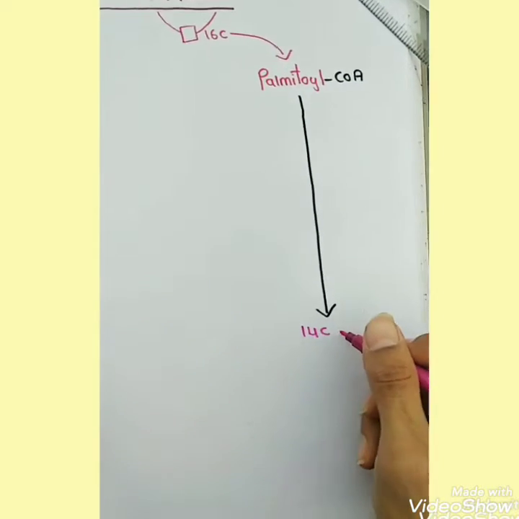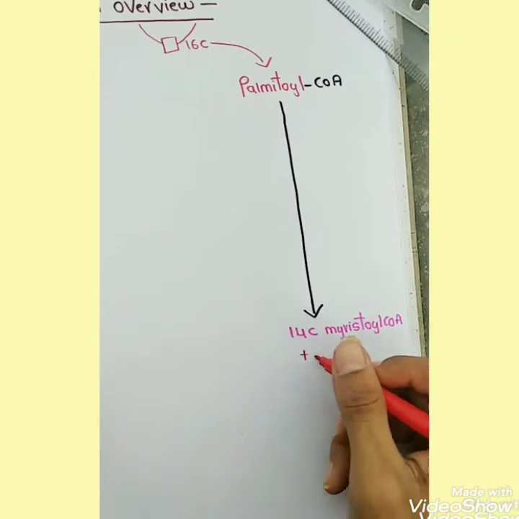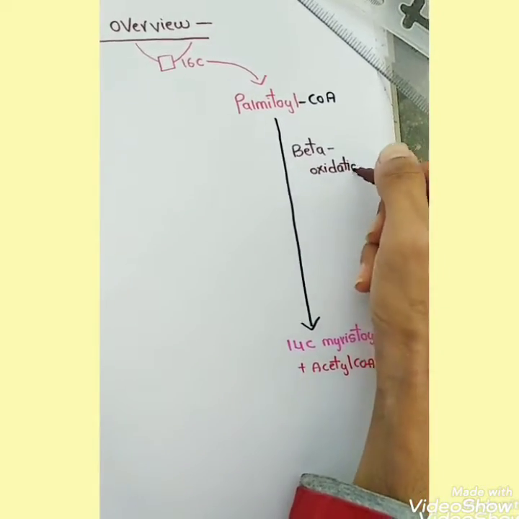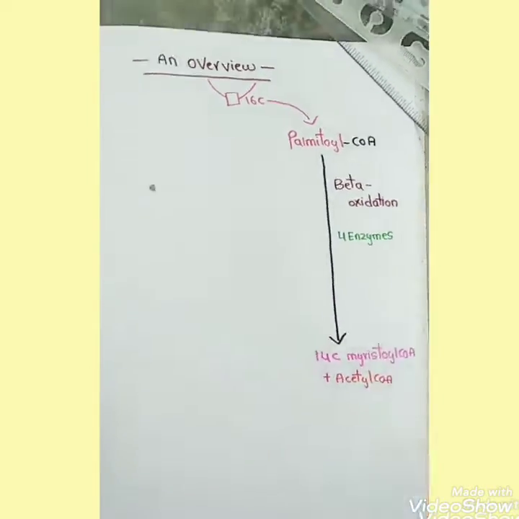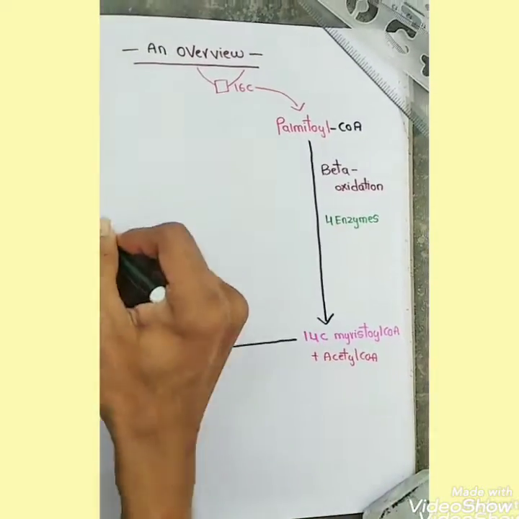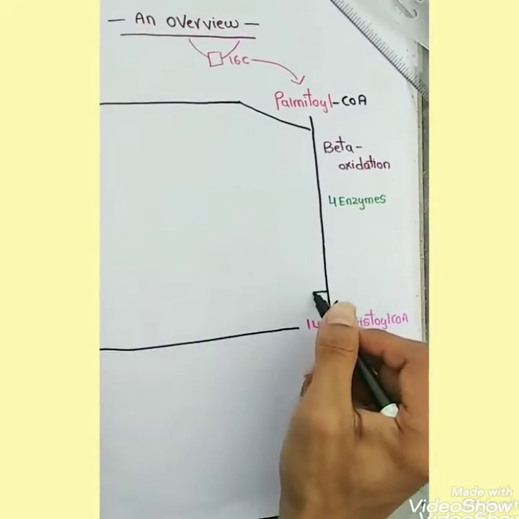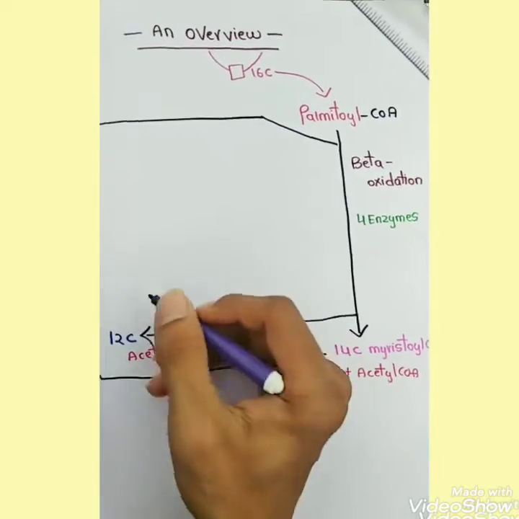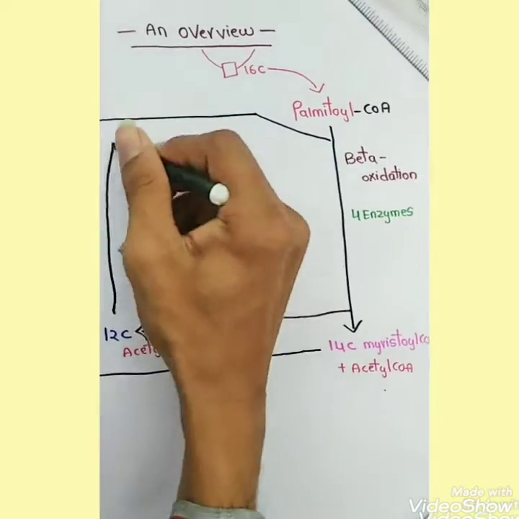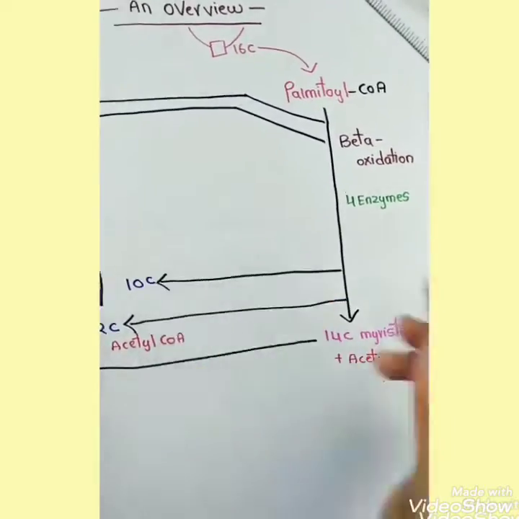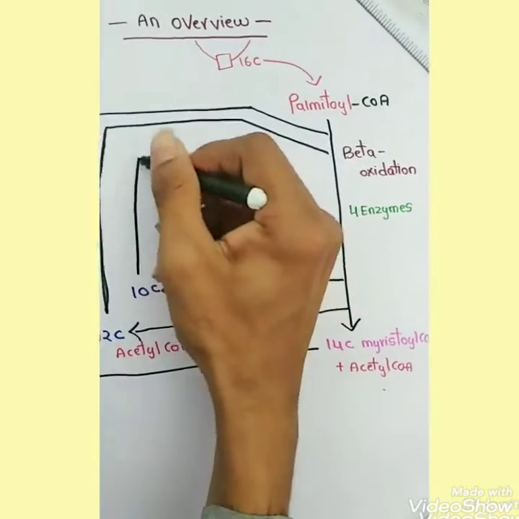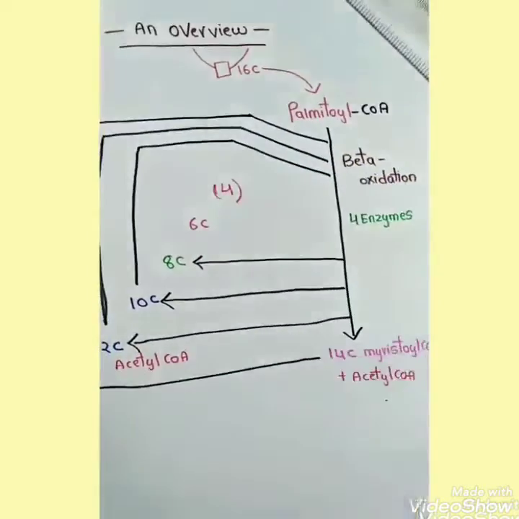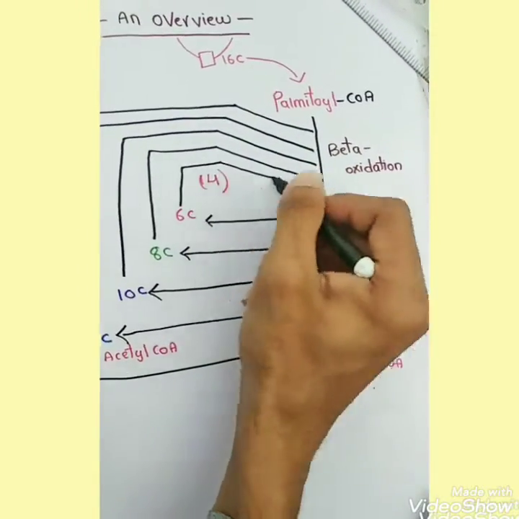into a 14-carbon compound myristoyl-CoA and also a 2-carbon compound acetyl-CoA by undergoing beta oxidation, which is catalyzed by 4 enzymes. Now this 14-carbon compound will re-enter again into beta oxidation to convert into a 12-carbon compound and acetyl-CoA. And again this 12-carbon compound will re-enter the beta oxidation cycle to convert to a 10-carbon compound, and the 10-carbon into an 8-carbon compound, and the 8-carbon compound into a 6-carbon compound, and the 6-carbon compound into the 4-carbon compound.